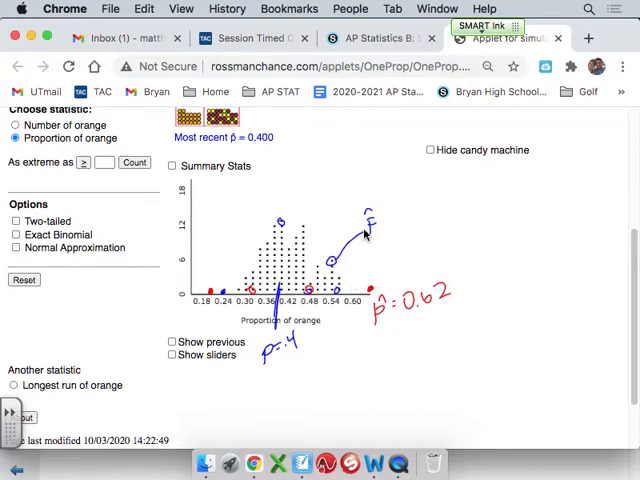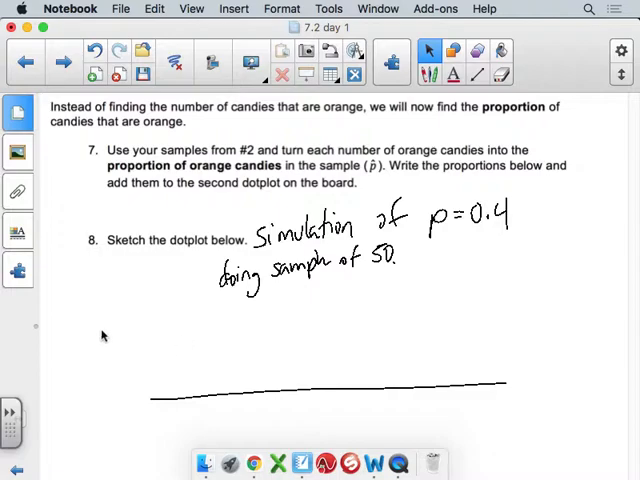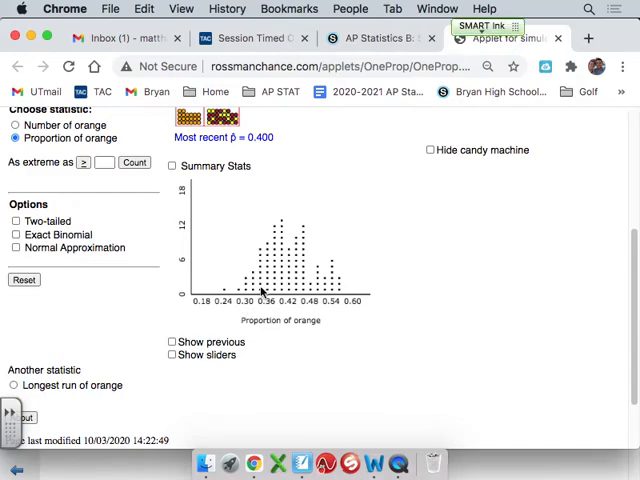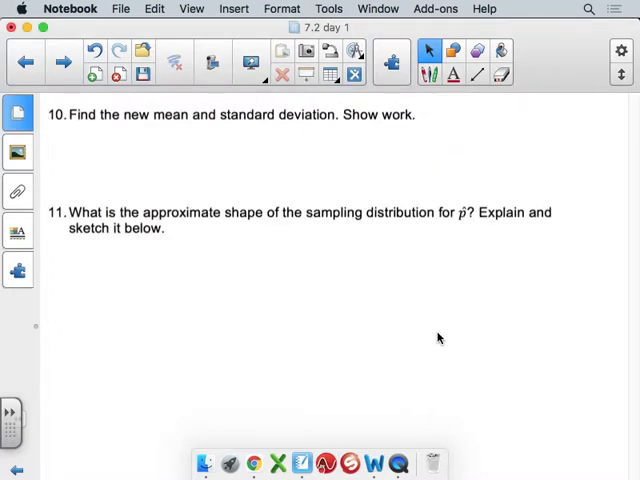Okay, so let me come back here. If you want to, you could sketch what that was, point out the dot plot. They're your notes, you can use them as you'd like.